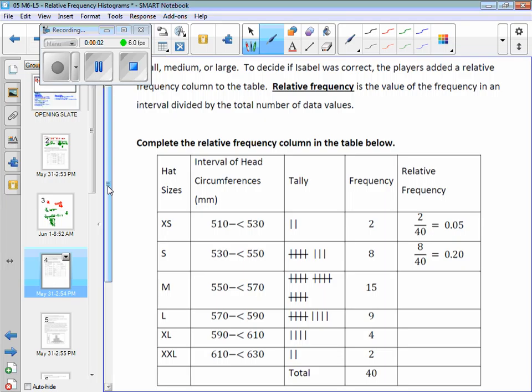This frequency table is exactly the same frequency table back in lesson 4. We just added another column called relative frequency. Relative frequency is frequency of that interval over total frequency. Okay? The frequency for that interval, let's take a look at this. 2 was the frequency for the hat size extra small. 2 out of 40 total tallies is what makes up the relative frequency.